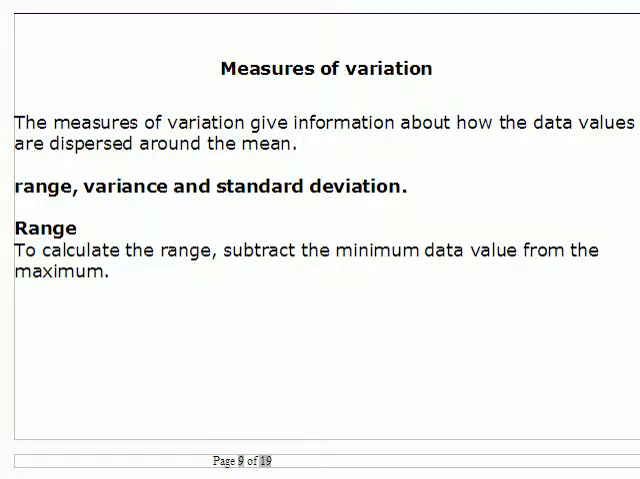To understand a measure of variation, you first have to have the mean. So you have to know the average. And then you want to know, how is the data dispersed about that mean? Is it all clustered near the mean, or is it spread out? Those measures are variance and standard deviation. Range is just subtract the min from the max.